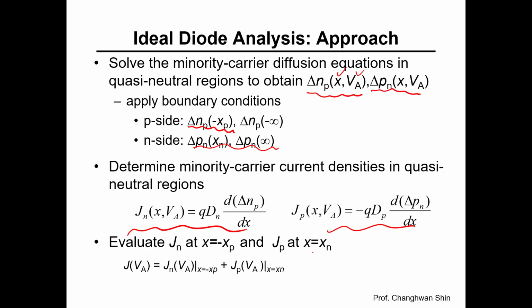Lastly but not least, we can evaluate J sub n at x of minus xp and J sub p at x of xn, and we sum them up to get the total current J as a function of applied voltage here. This approach is somewhat like calculating the flow rate of water in a complex pipe system by analyzing the pressure differences and pipe characteristics at key locations.